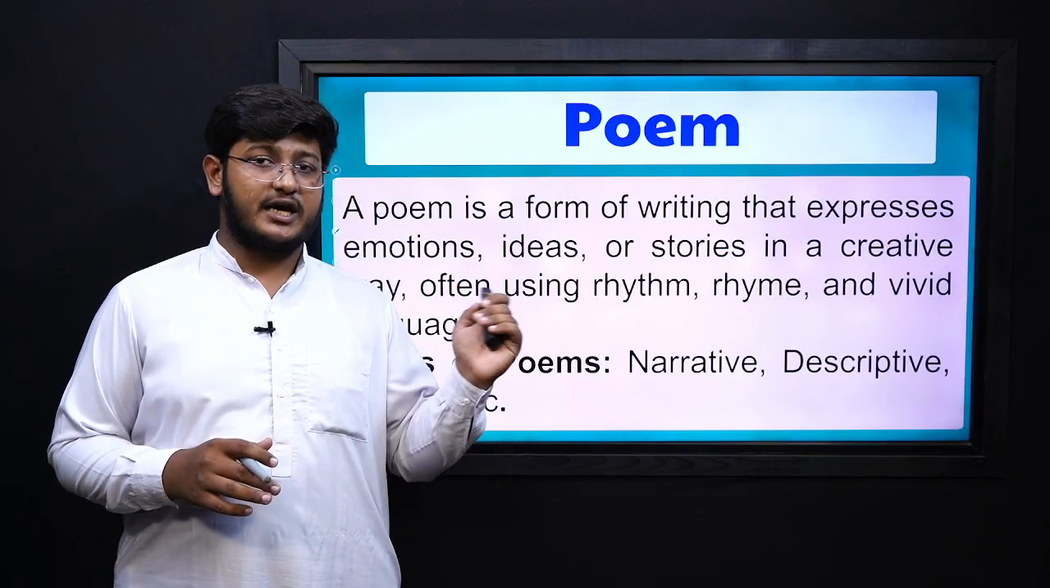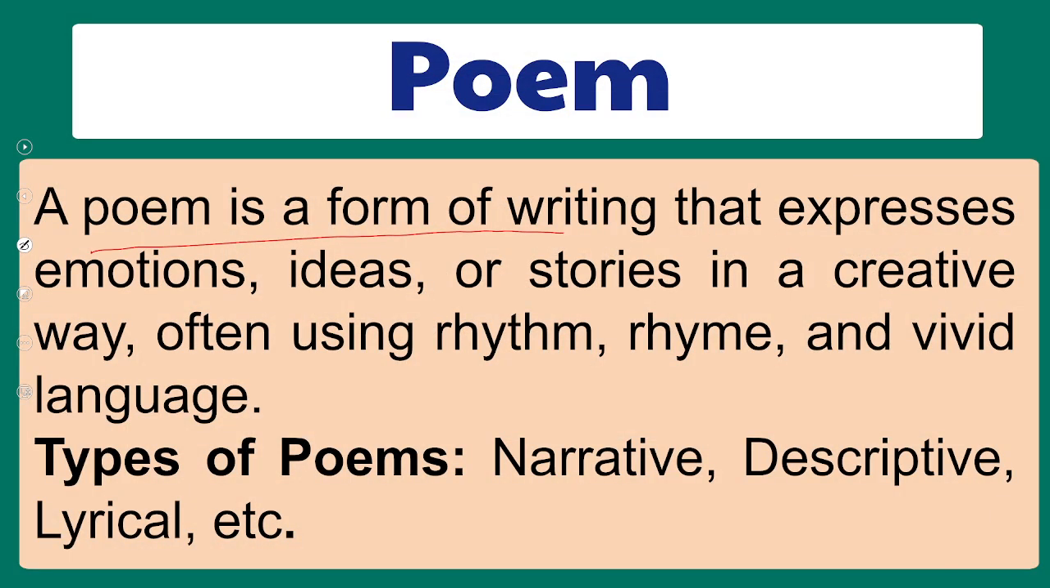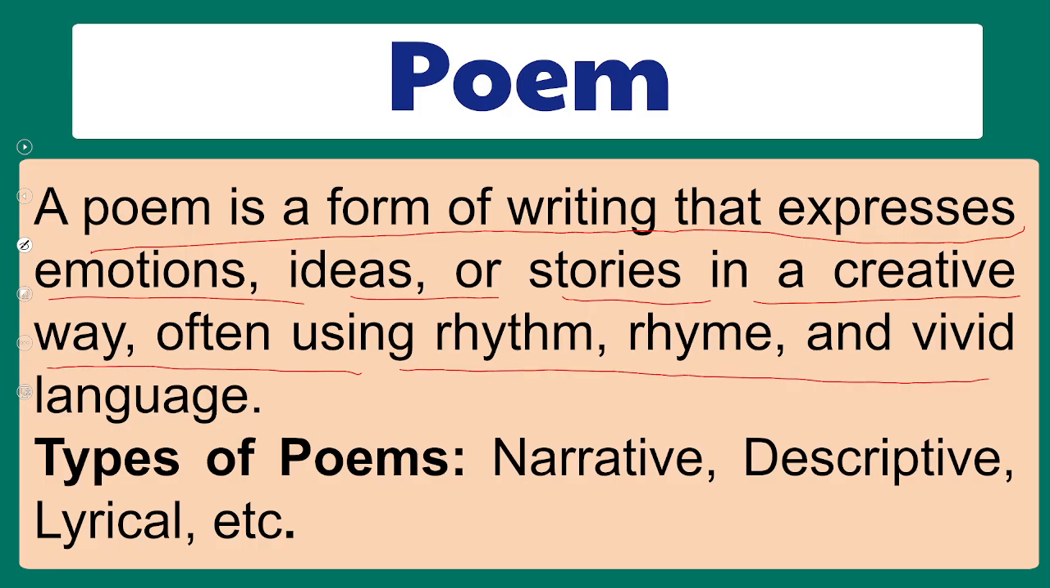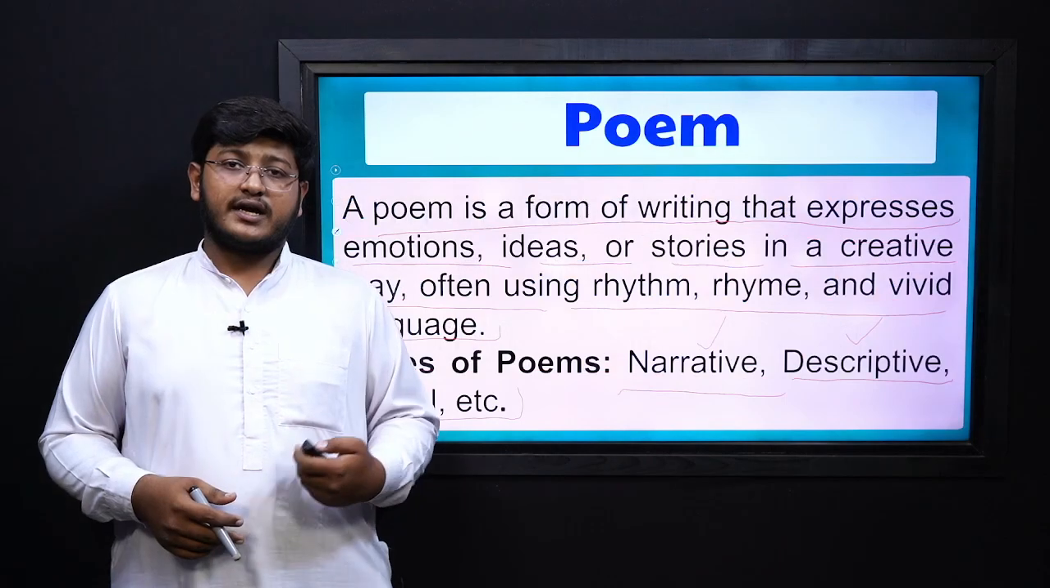So let's find out what is meant by a poem. A poem is a form of writing that expresses emotions, ideas or stories in a creative way, often using rhythm, rhyme and vivid language. So a poem is a piece of writing which expresses emotions and ideas in a musical, melodious or rhythmic way. What are the different types of poems? Poems can be narrative, story based poems. Poems can be descriptive, they describe some object or something. Poems can be lyrical, like song-like poems. I hope you have understood what is meant by different types of poems.